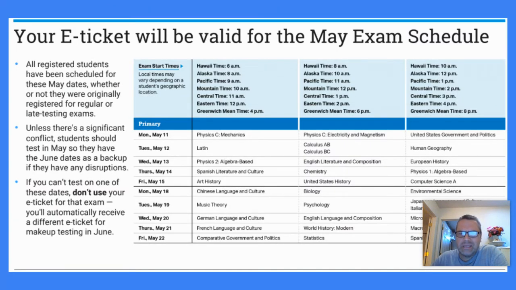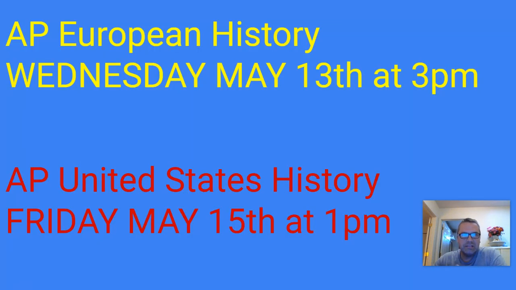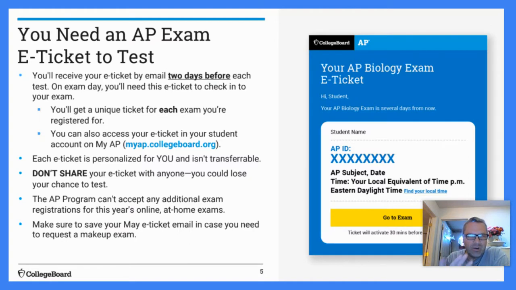Your e-ticket will be valid on your particular scheduled day. AP European History is in 2 weeks, Wednesday, May 13th at 3 p.m., and AP United States History is on Friday, May 15th, at 1 p.m. So that ticket will be valid for those May exam schedule days. This shows you the days of the exams and at what times, and those e-tickets will get you in, and it explains the whole e-ticket process.